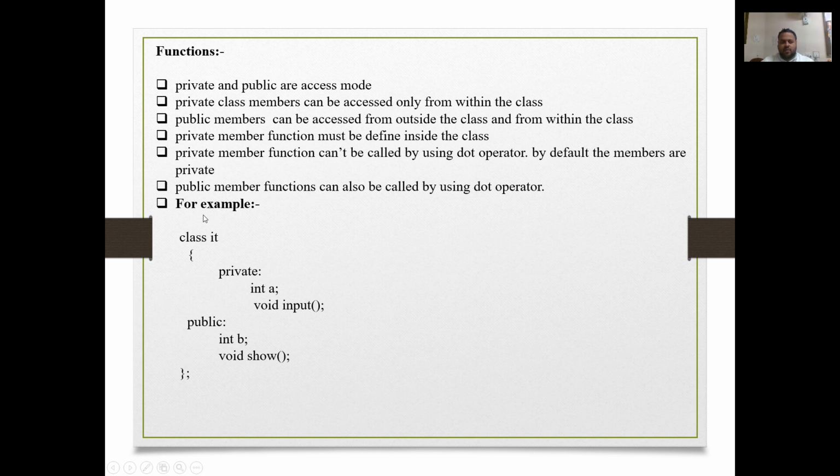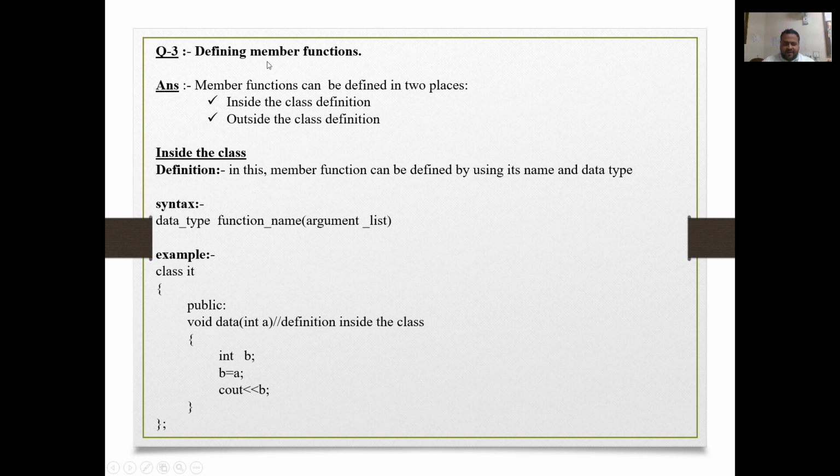Now, for example, I am taking class IT. In private, I am taking integer a, void input. This is the function declaration. In public, I am taking integer b, void show, curly braces off. So this is the example of private and public mode. Now I am defining a member function. A member function can be defined in two places: one is inside the class definition, another is outside the class definition.